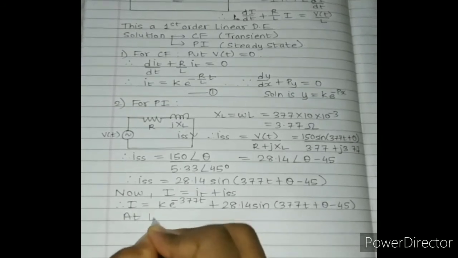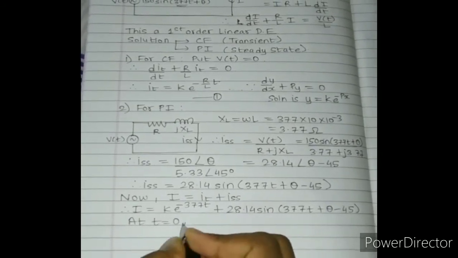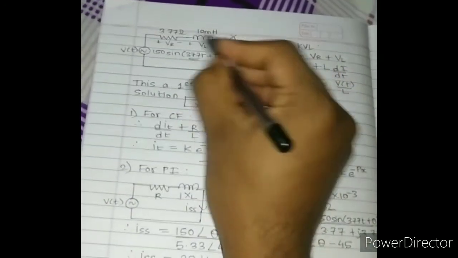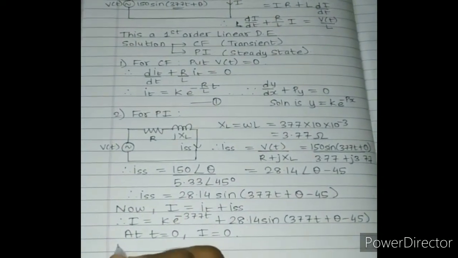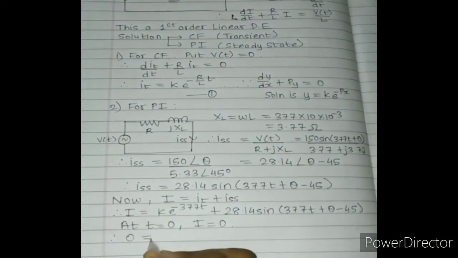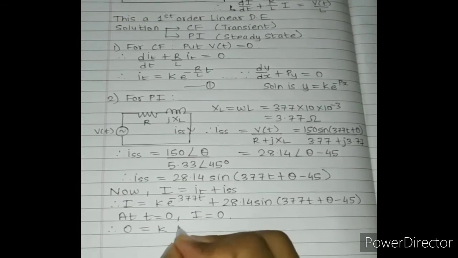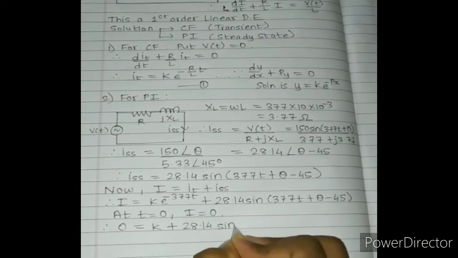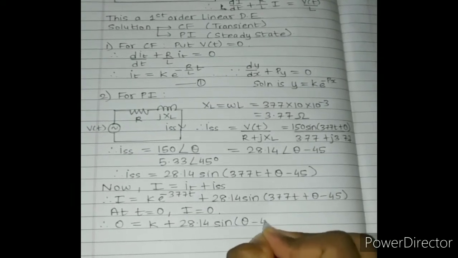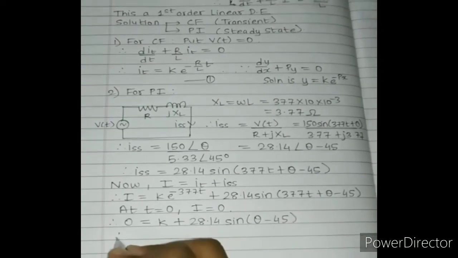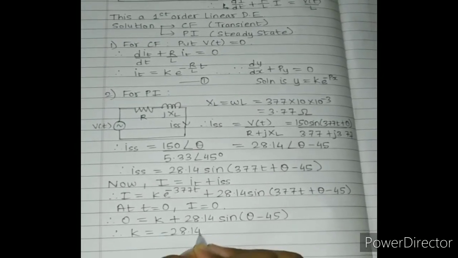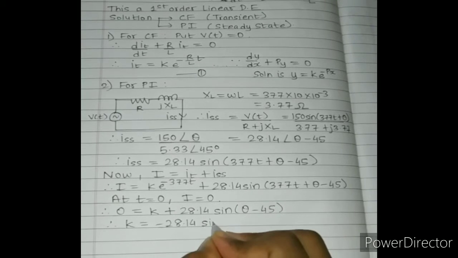At t is equal to 0, the current I is 0, since the inductor will act as an open circuit at t equal to 0. Therefore, 0 is equal to K plus 28.14 sine of (theta minus 45 degree). Therefore, K is equal to minus 28.14 sine of (theta minus 45 degree).